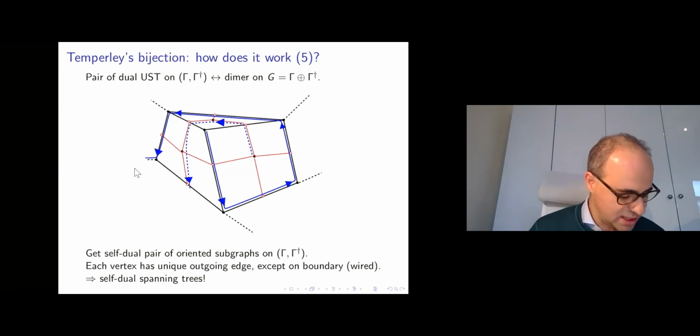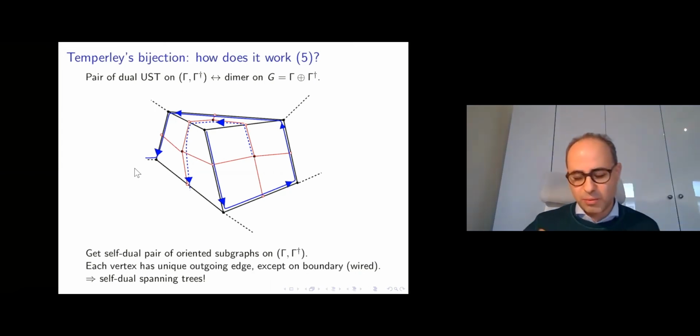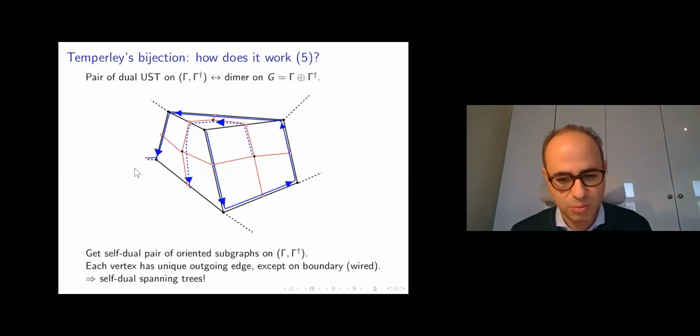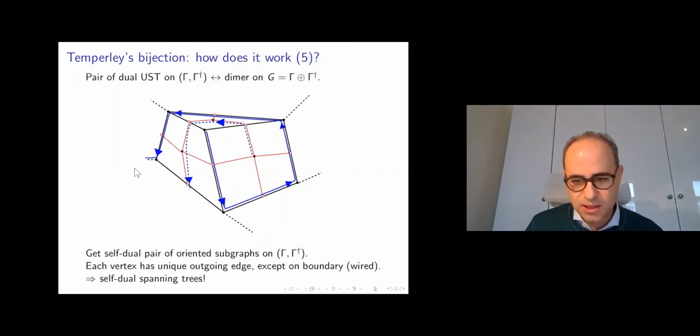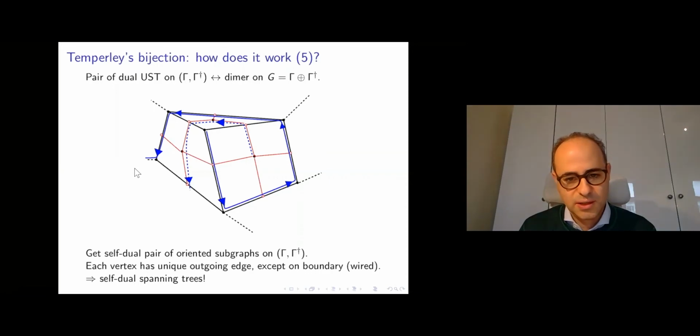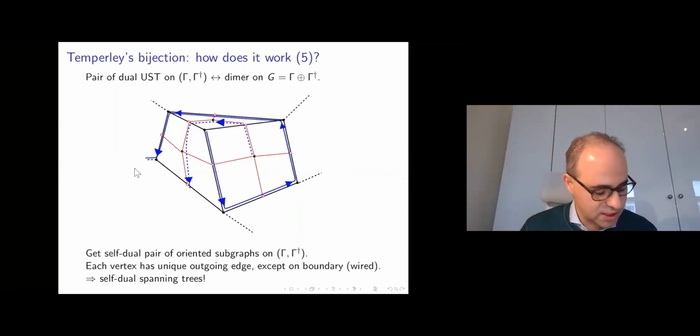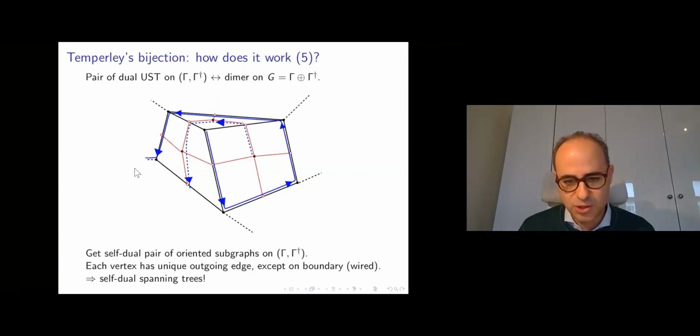And what you can see is that, so I'm not talking about boundary conditions. Let's imagine we're living in a plane for now. And what you can see is that this means these trees, these subgraphs, they actually must form self-dual spanning trees.